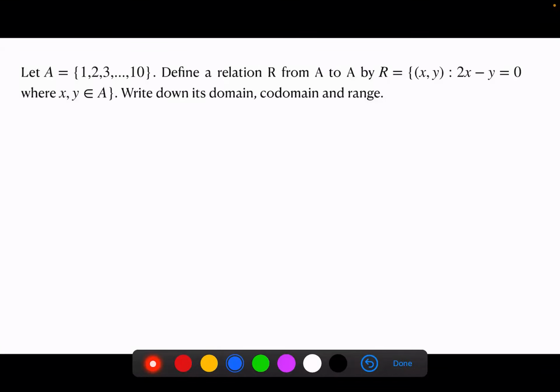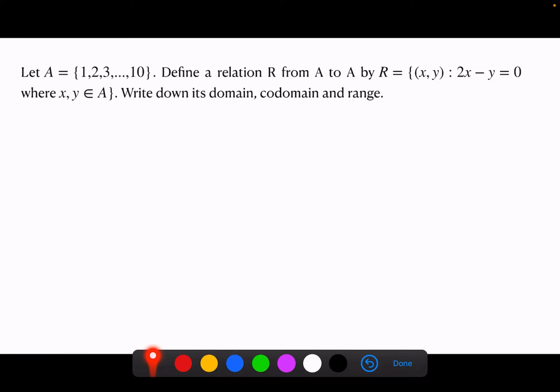If set A has natural numbers from 1 to 10, the relation from A to A is also called a relation on A. When you have the same set as the source and the target, you are mapping elements in the set to elements in the same set, and the connection you're building is based on this rule: 2x minus y equal to 0, or y equal to 2x.